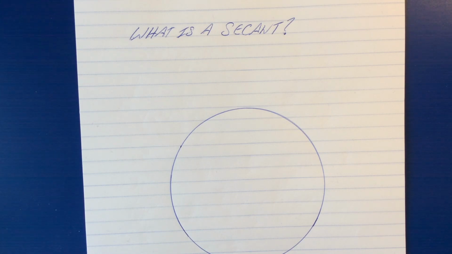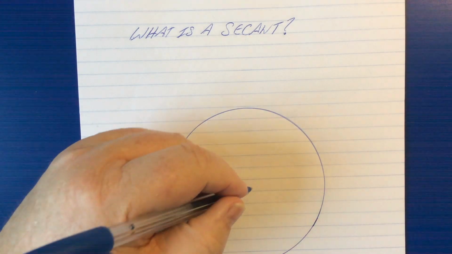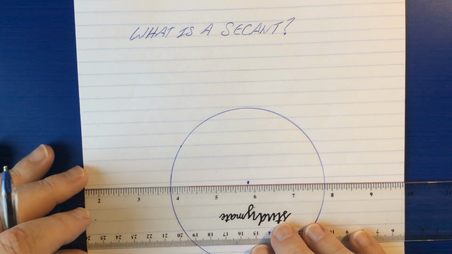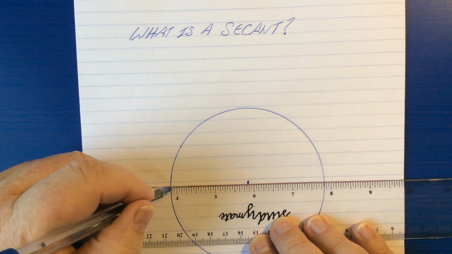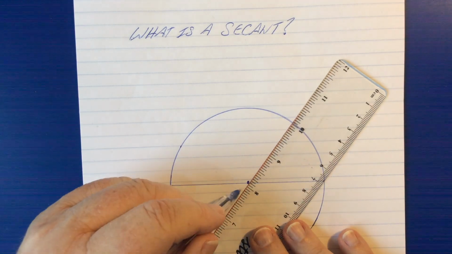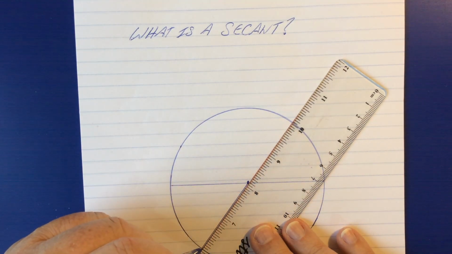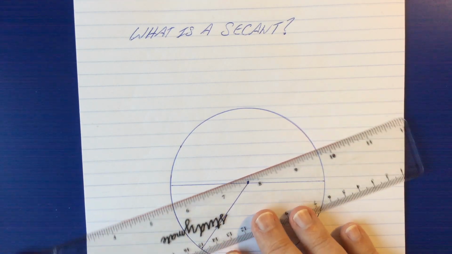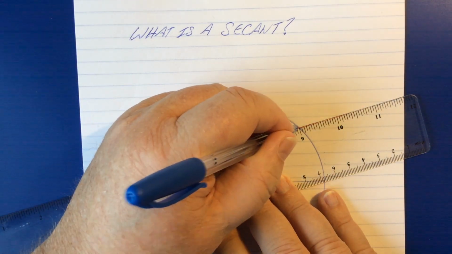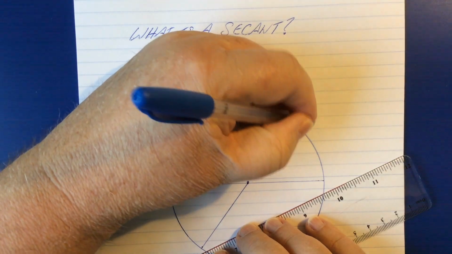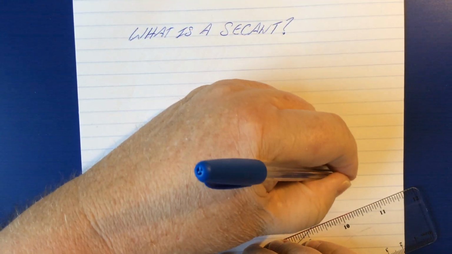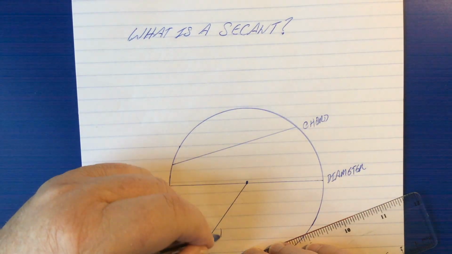Let's start with a circle. Now, this should come as no surprise. That is a diameter. That is a radius. That is a chord. So chord, diameter, radius.